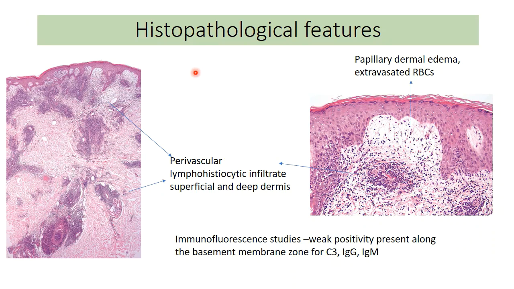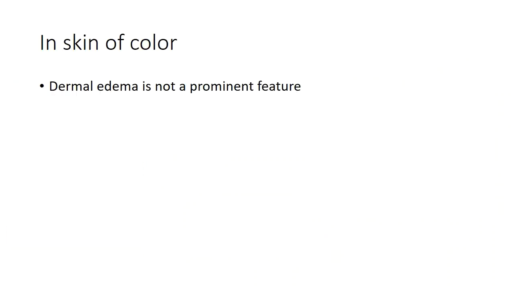The histopathological features are dense inflammation in the upper, mid as well as the lower dermis, and the papillary dermis will show edema and extravasated RBCs. On immunofluorescence studies, weak positivity along the basement membrane zone for C3, IgG and IgM can be seen. In skin of color, dermal edema is not a prominent feature.